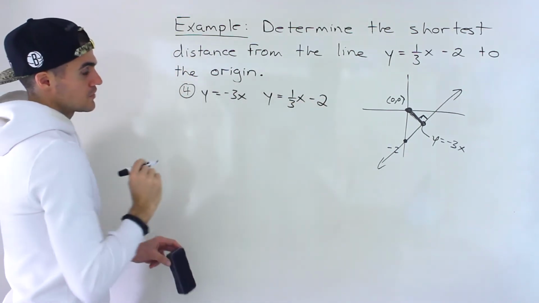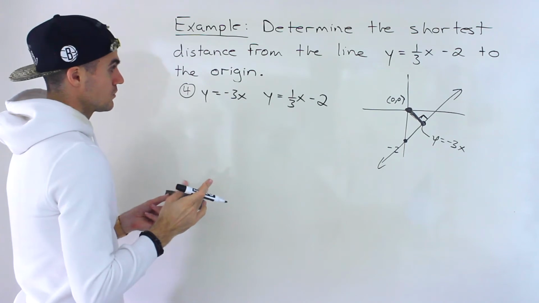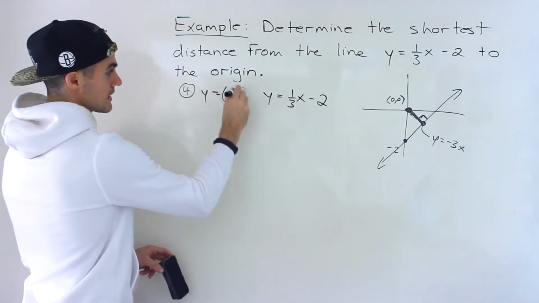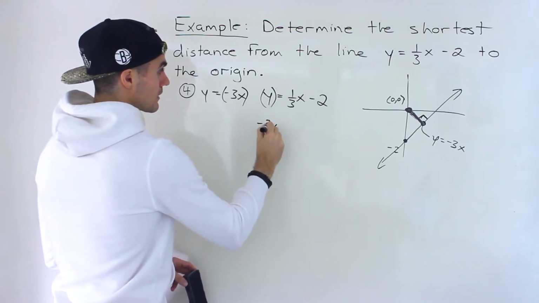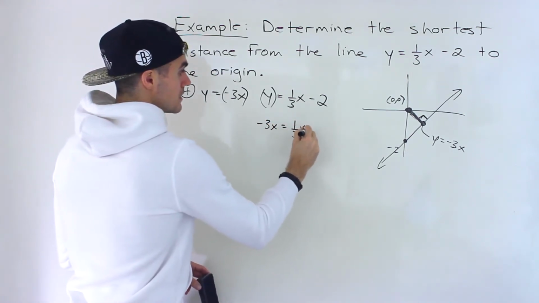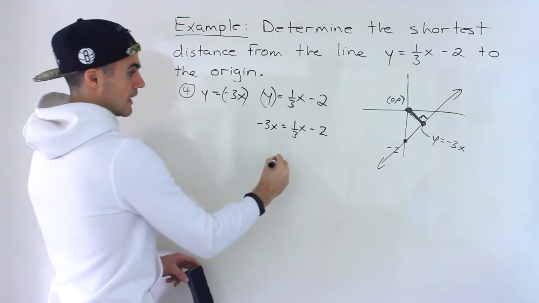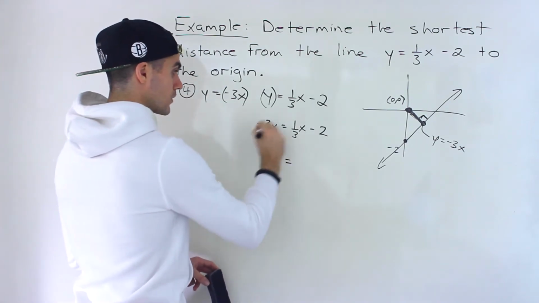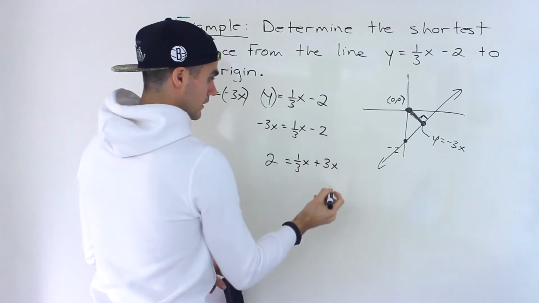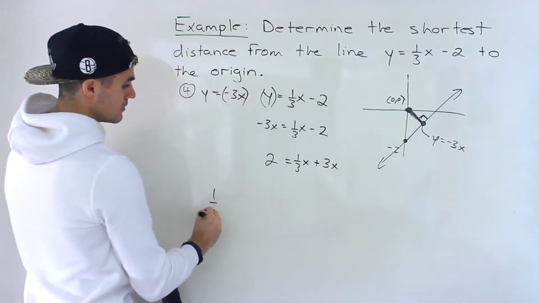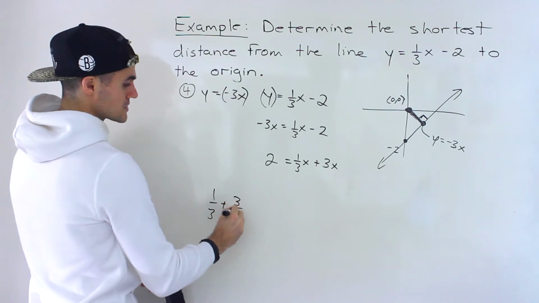And we just find the point of intersection between these two using substitution or elimination. What I'm going to do is take this -3x and plug it in for this y, so we'd end up with -3x equals 1 over 3x minus 2. I'm going to bring the -2 over, and bring this over, like that. So we've got 1 over 3 plus 3, which is like 3 over 1.